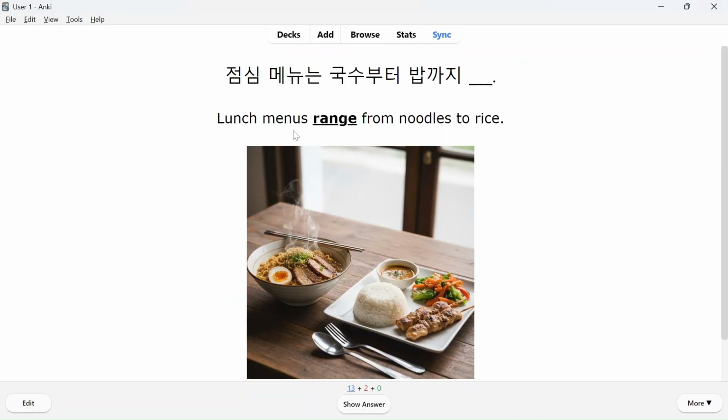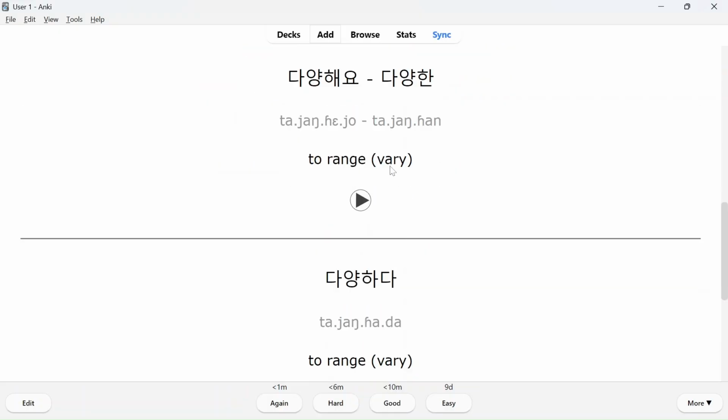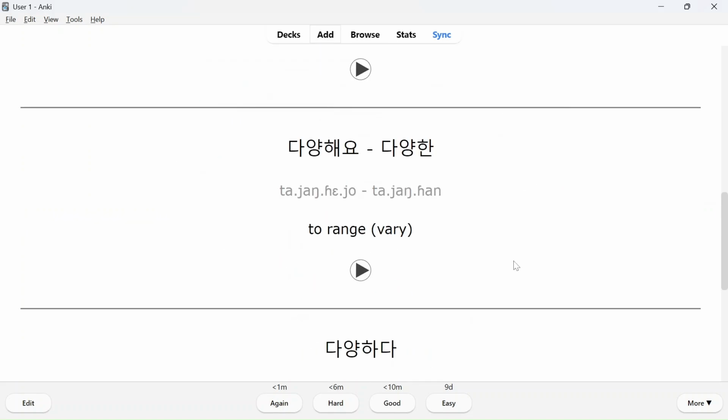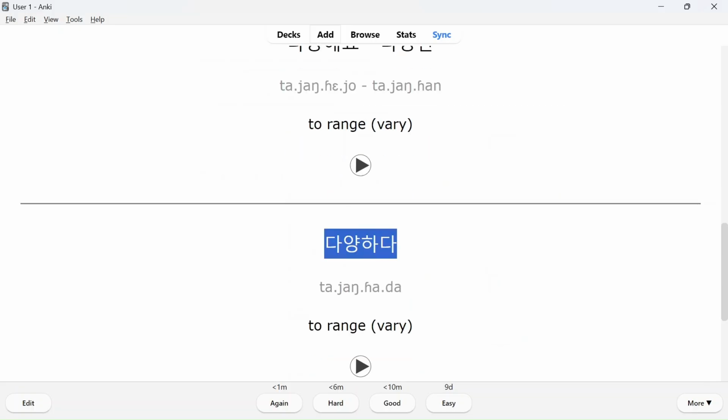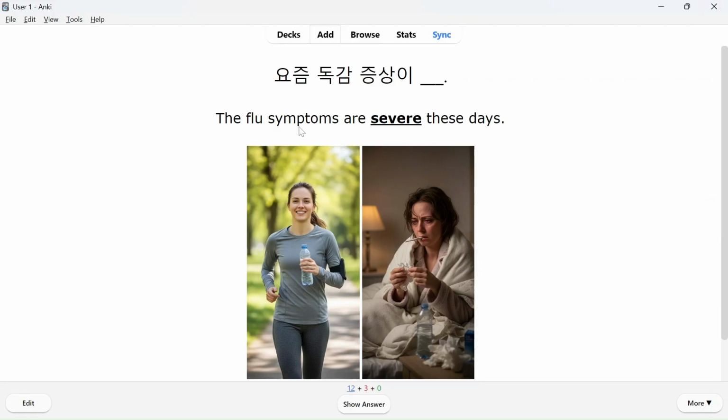Lunch menus range from noodles to rice. Range. 점심 메뉴는 국수부터 밥까지 다양해요. 다양해요. 다양한, 다양하다. Great. Sentence area. We have the polite form over here, as I mentioned before. We have the dictionary form. And this is, of course, the form of the adjective if the adjective is placed right in front of the noun.